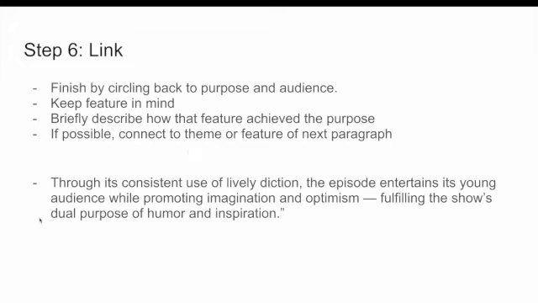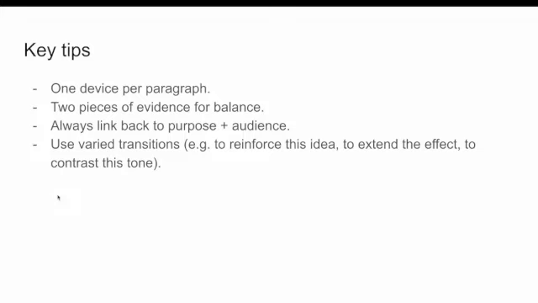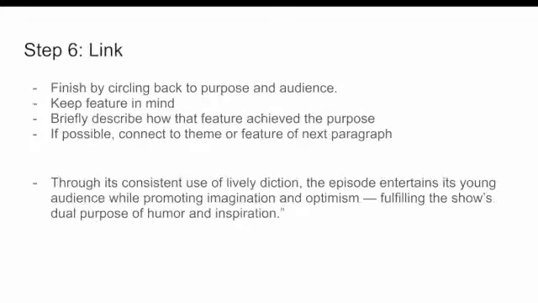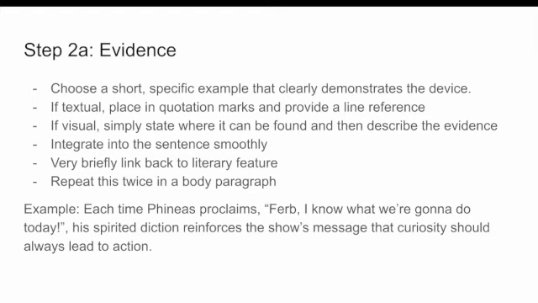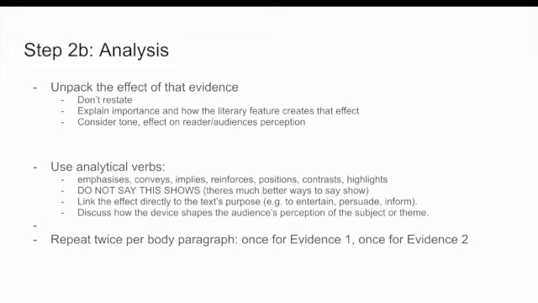So here's the example of a link. This wraps up the thing nicely, and you can have a read of it if you'd like. But yeah, that's pretty much it. So if you've done all of this, you know how to construct a key body paragraph. So let's very quickly look through the steps again. So first, you need a topic sentence to identify the device and the impact on the reader. Then you need to choose specific evidence, which is the best demonstration of that literary feature in this text. Then you unpack the effect of that evidence and look at how it shapes the text's purpose as well as how it shapes the audience's perception.